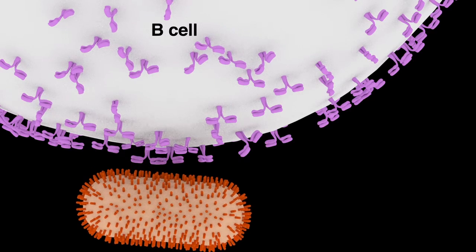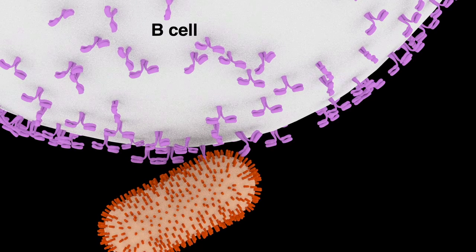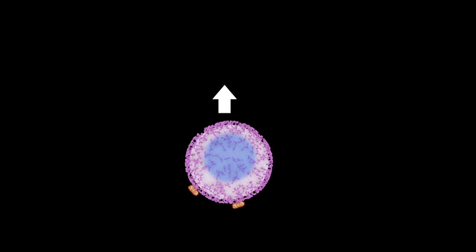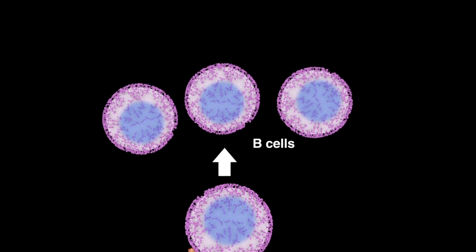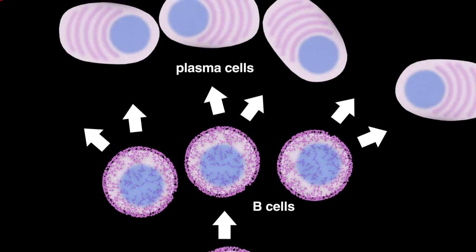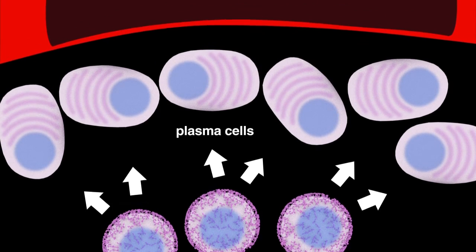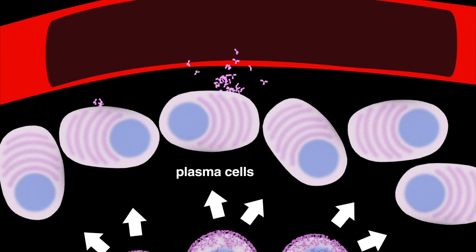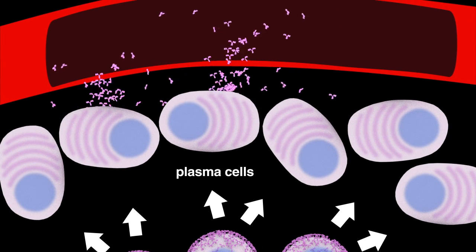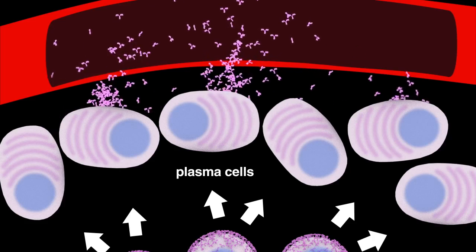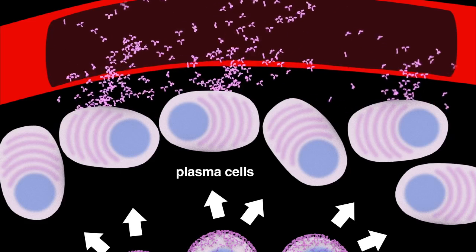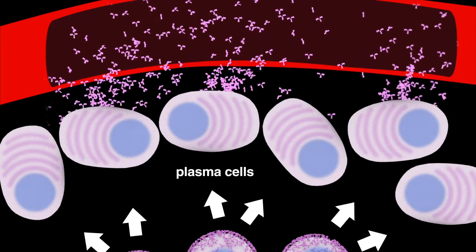Recognition of the antigen by an antibody leads to B cell activation, which results in its differentiation and clonal expansion. Differentiated B cells or plasma cells in turn produce and secrete large amounts of their respective antibody, which is released into the bloodstream to aid in the finding and targeting of additional pathogens of the same type.